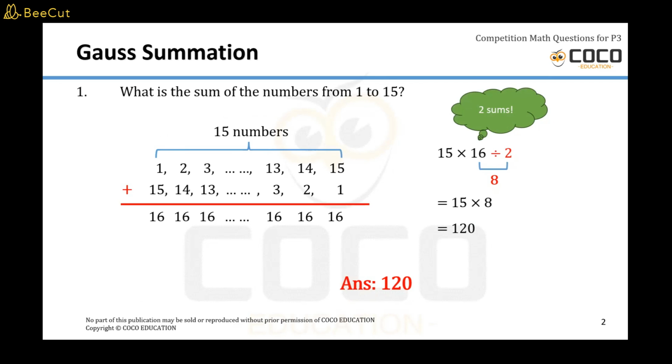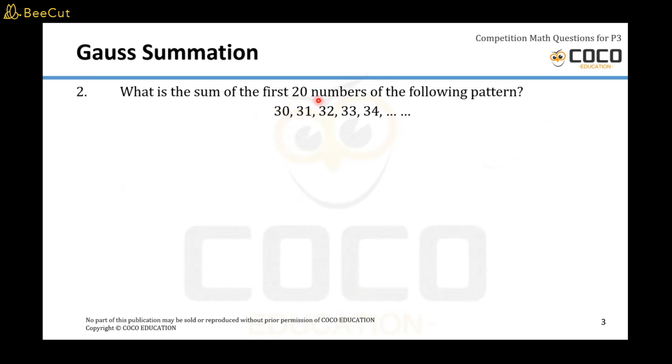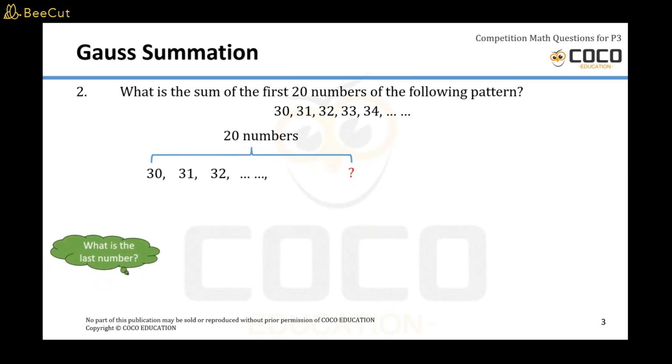So now, let's look at question number 2. What is the sum of the first 20 numbers of the following pattern? This time, they never tell you what the last number is, but they tell you that the first 20 numbers of the following pattern start from 30, 31, 32, and so on. So again, we list out the numbers. Of course, we don't know what the last number is, but we know that there are 20 numbers. So how to find the last number?